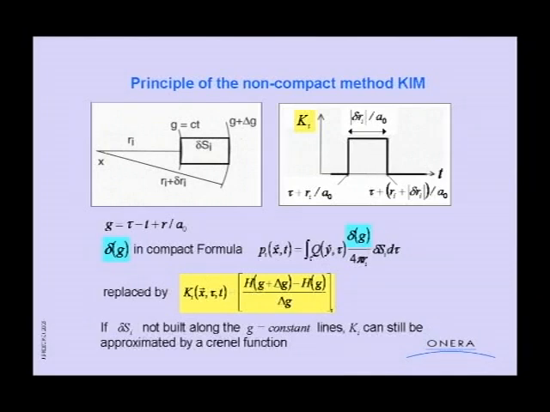signals emitted by this side of the element arrive earlier than a signal emitted from this side, and so the complete signal arrives in a certain duration of time, which is featured here. And basically what we do is that we replace the delta function by a Crinell function. We spread basically the acoustics over a certain duration.